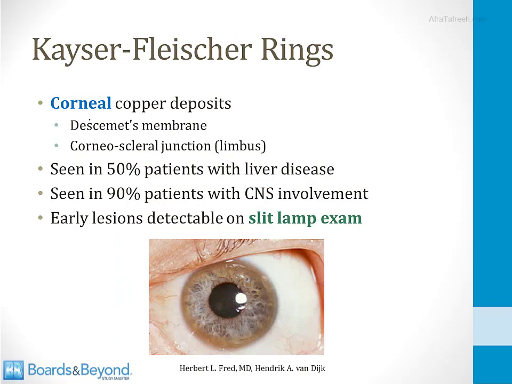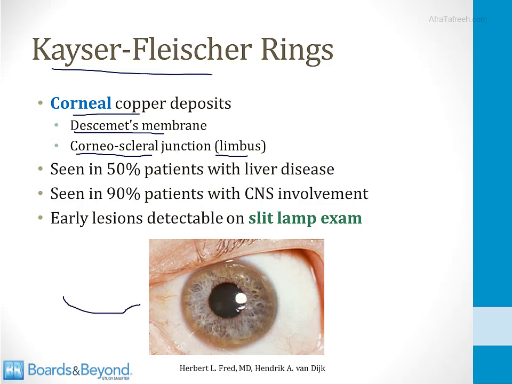And then finally, there is a finding in the eyes that is diagnostic of Wilson's disease, and that is called the presence of a Kaiser-Fleischer ring. These are corneal copper deposits that occur in a layer of the cornea called Descemet's membrane. They occur at the junction between the cornea and the sclera. It's called the corneoscleral junction, or the limbus of the cornea.